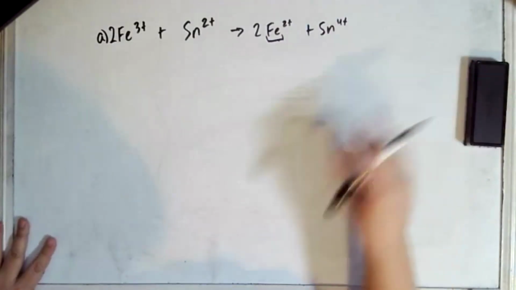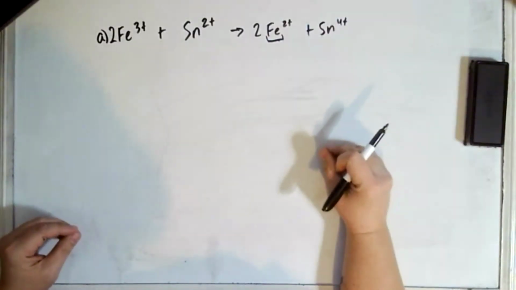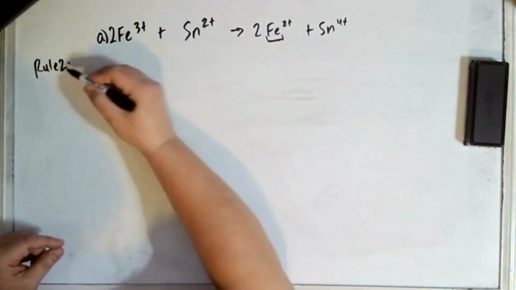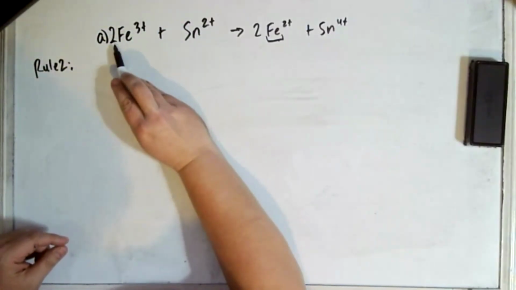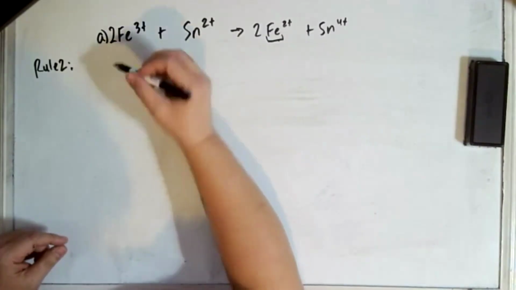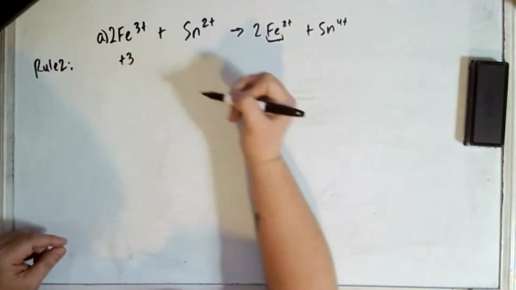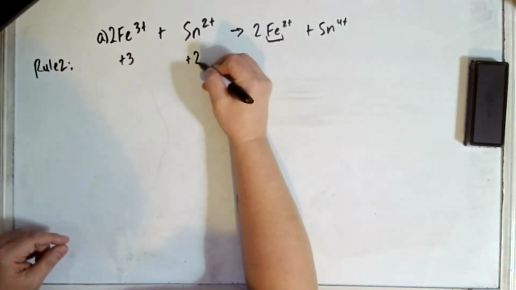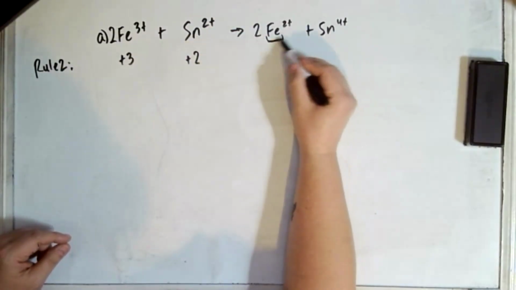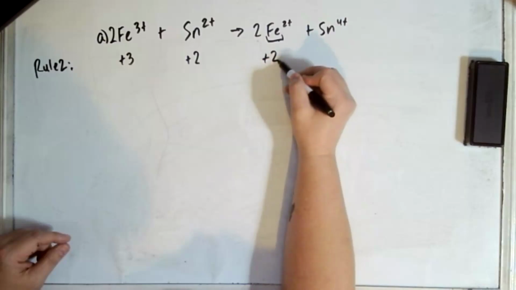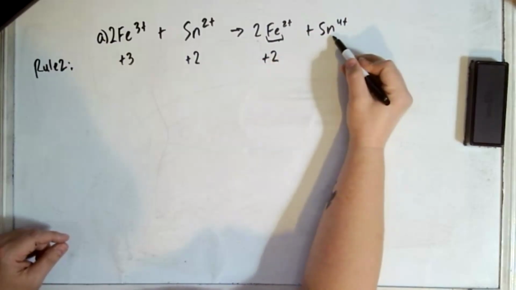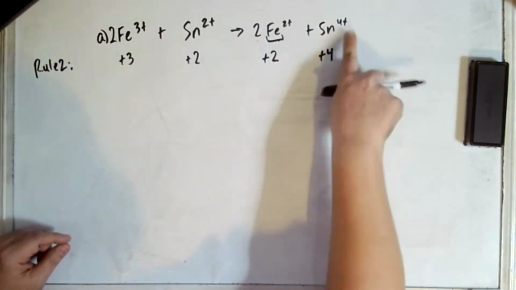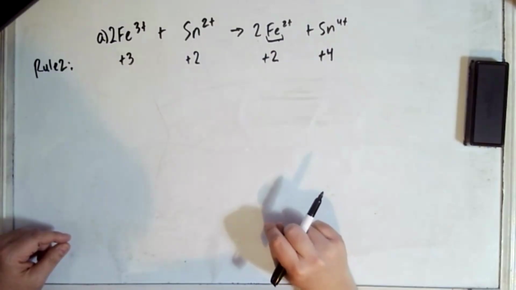So for each monoatomic ion, you can use rule 2 and say, each of the irons here is going to have a +3 oxidation. The tin here is going to have a +2 oxidation. Each of the irons here is going to have a +2 oxidation. And the tin here is going to have a +4 oxidation. So the oxidation numbers just literally match the charges.